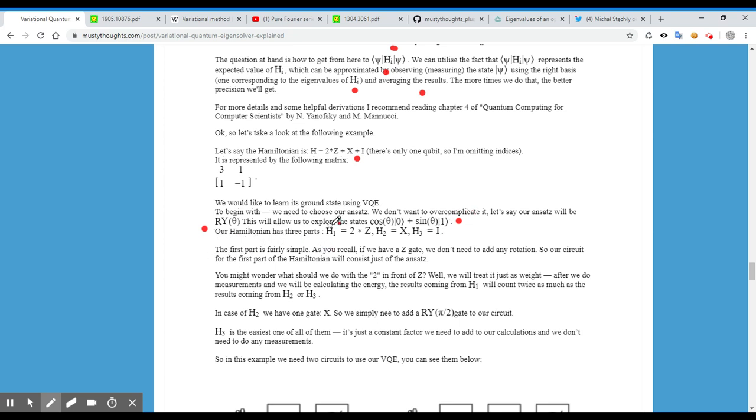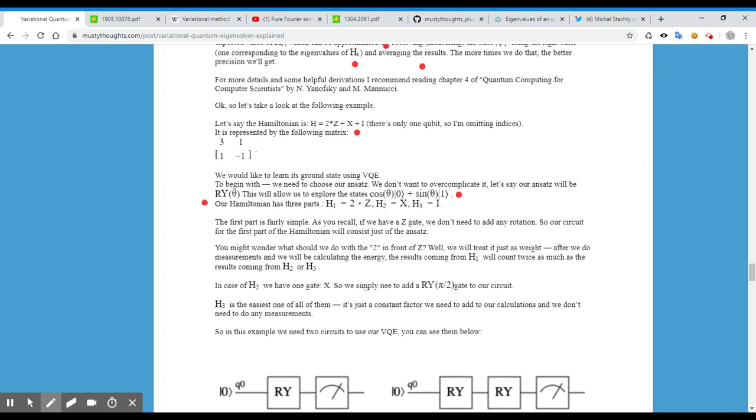Our Hamiltonian has three parts. The first part is fairly simple. As you recall, if we have a Z, we don't do any rotation. So our circuit for the first part of the Hamiltonian will consist just of the ansatz.